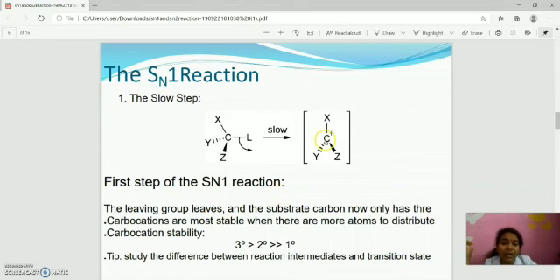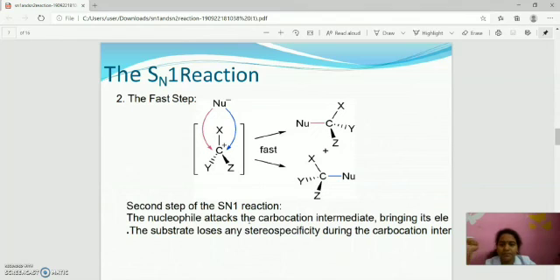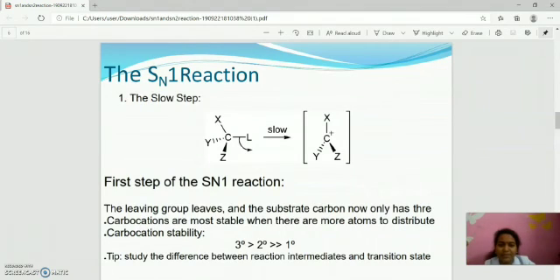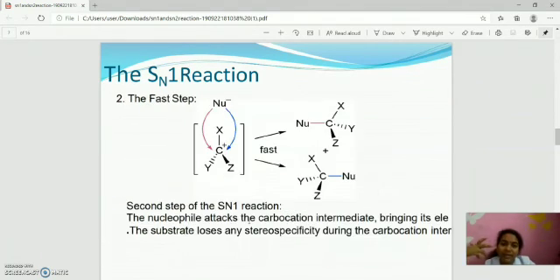For example, if there are three methyl groups, that is, if it is a tertiary carbon compound, then it will be more stable. That is the more stable carbocation. If it is secondary, it is less stable. Then primary is the least stable. That is the intermediate transition state, which you have already studied in resonance and all. And here this first step is a very slow step, and if there are two steps in a reaction, the slow step is the rate determining step.